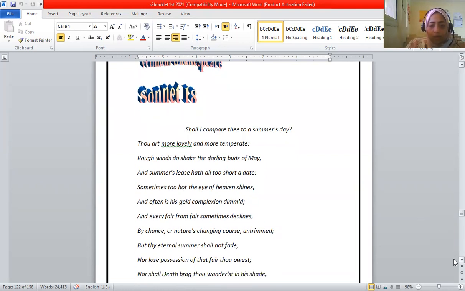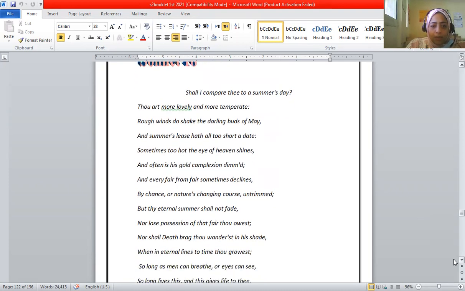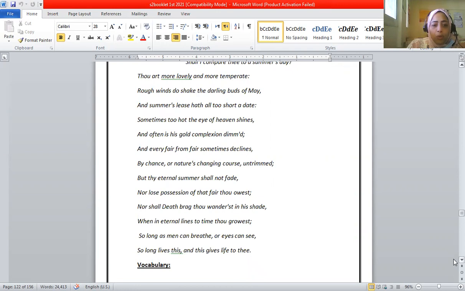Shall I compare sea to a summer day? Is the question. Don't art more lovely and more temperate? Rough winds don't shake the garden but the plain. And summer's leaves have. Sometimes to but the eye of heavy charm, and often is before the complexion limit. And every fair from fair sometimes declines by chance or nature's changing course untrue it. But the eternal summer shall not fade, nor lose possession of that fair to host, nor shall this bread. So wanders in the shade, when in eternal lines the time though lost, as long as men, so long as men can see, though eyes can see, so long lives this, and this gives life to see.